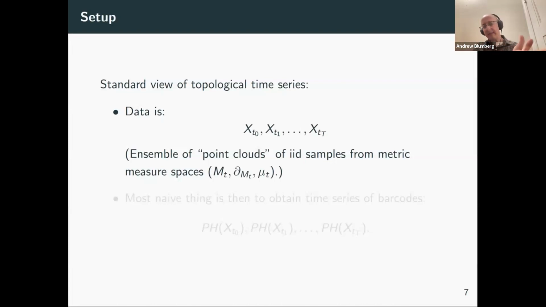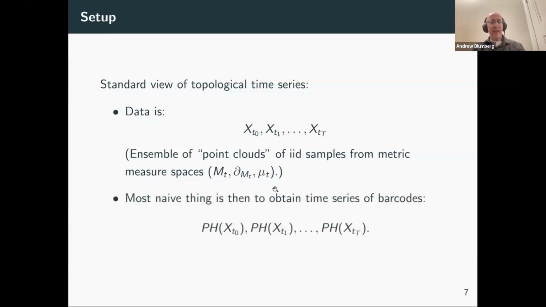Here, it's very similar, except we're assuming that the underlying metric measure space is potentially changing over time, or the underlying measure is changing, even if the metric space is not. And of course, the most naive thing you can do is to push this forward and obtain a sequence of barcodes from these things. Again, there are lots of cool ideas about using zigzag persistence to analyze this kind of stuff, because it's a very natural thing to think about, which I will not talk about. Well, that's not what we're doing in this talk.